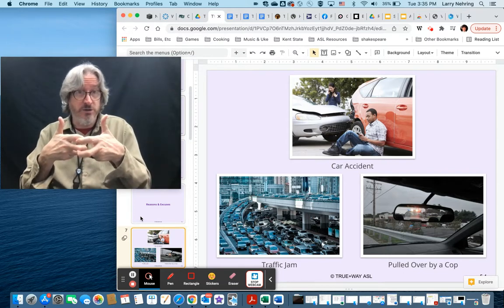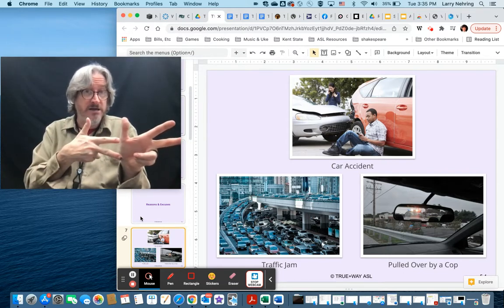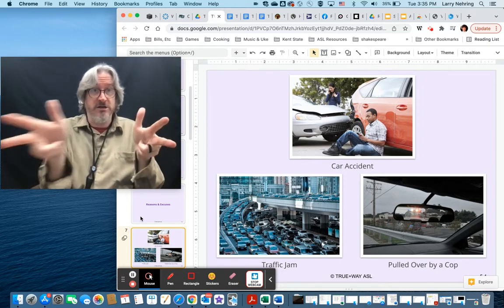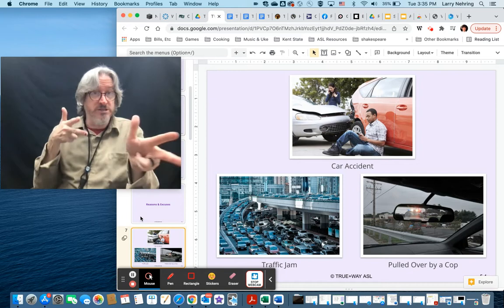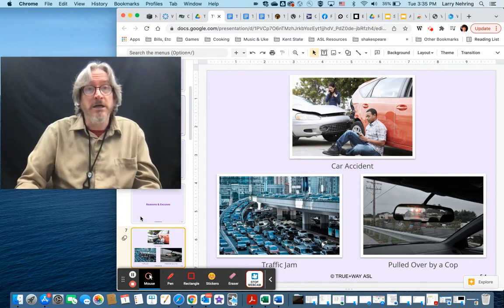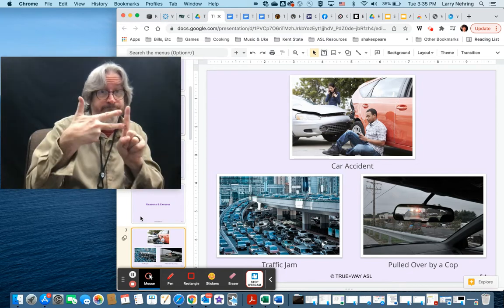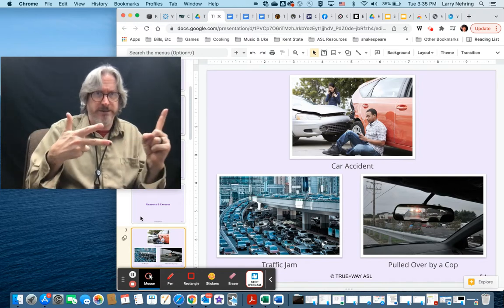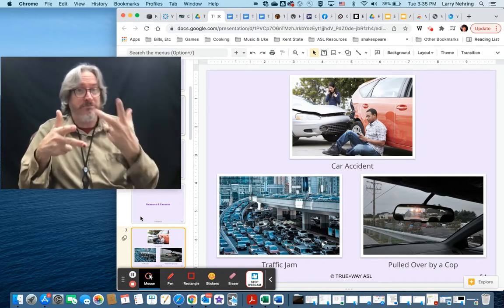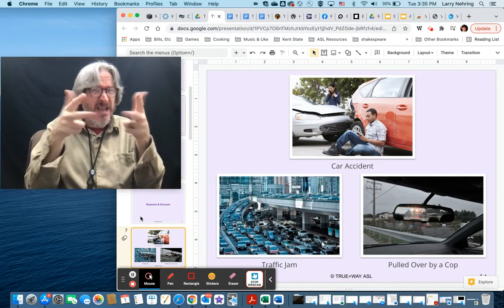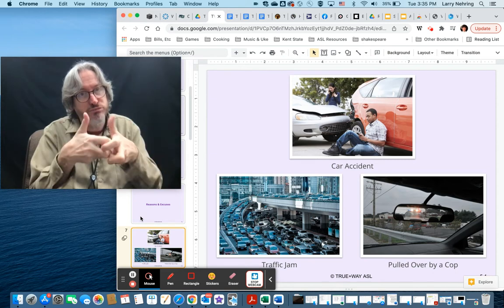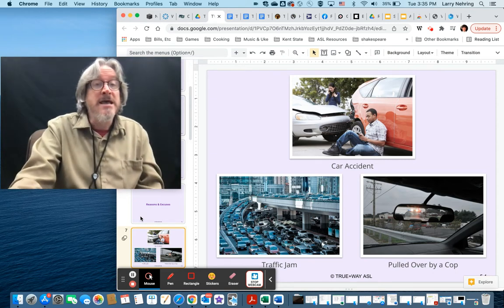And you can also use these to show what kind of car accident. Was it a T-bone? Was it head-on? Was it, someone sideswiped you? Someone hit you from behind? A pedestrian hit a pedestrian, or a pedestrian hit you? I don't know. So we'll start to play with these hand shapes a little bit more to be more specific, but car accident, just a generic sign.